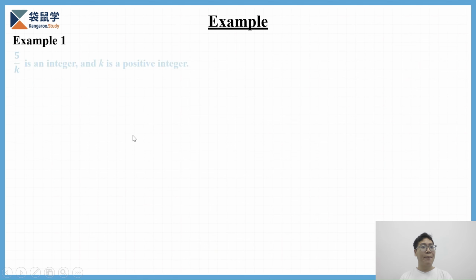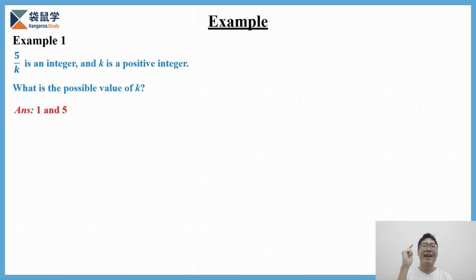For the first example, we have 5 over k is an integer and k is a positive integer. We want to find the possible values of k. What is the relationship between 5 and k? k is a factor of 5. So what will be the value of k? Yes, it is 1 and 5.